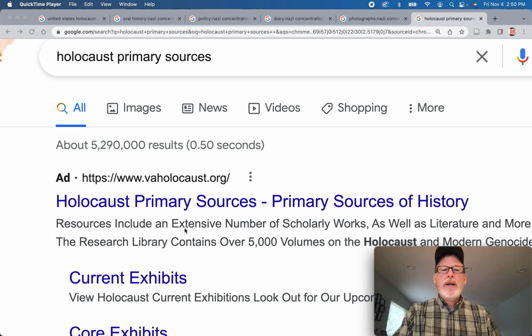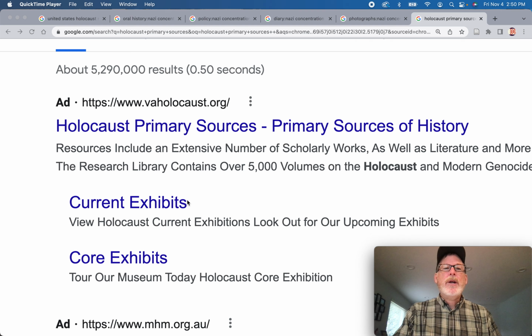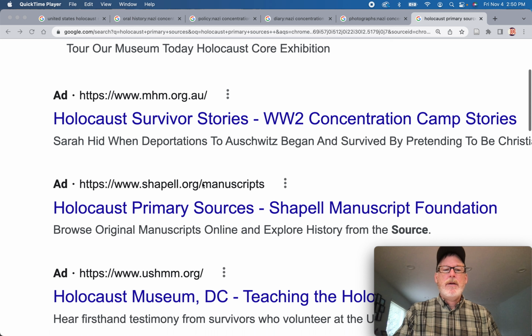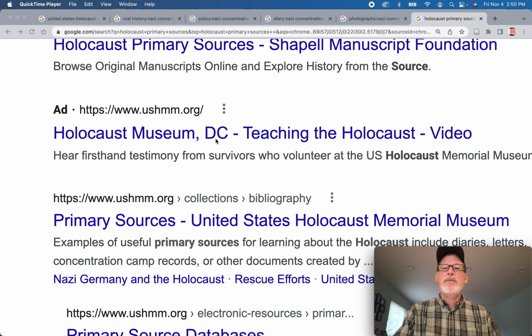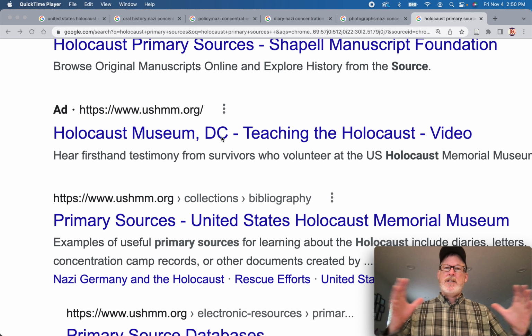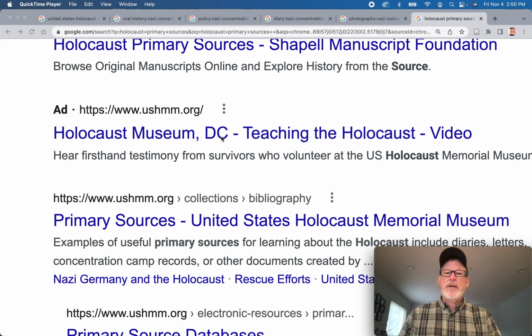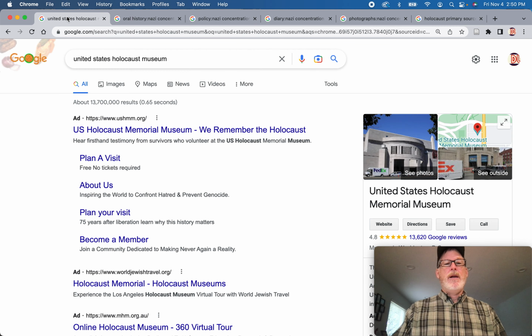And the first one right here, I'm not quite sure what this website is, but the second one, or somewhere down the road, is the Holocaust Museum. They took a lot of primary sources and they put together an exhibit, and it's really wonderful. If you get a chance to see it, it's such a busy place that you need to order tickets for it beforehand. But they're going to have a lot of stuff online.